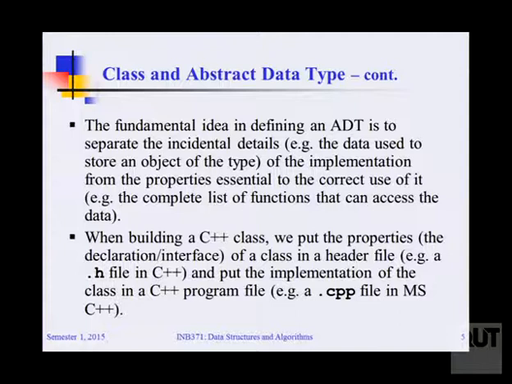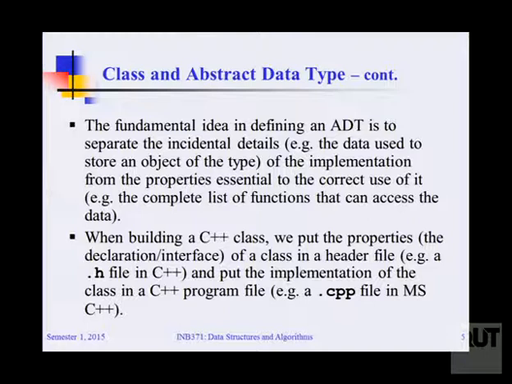This is something I want to emphasize because it's different from classes in Java and C#. In Java and C#, when you define a class, you put everything in a single file, which is a .java or .cs file, right? But in C++, you put the interface of the class, the function prototypes together with the class members, in one file, which is the .h file, or header file, right?